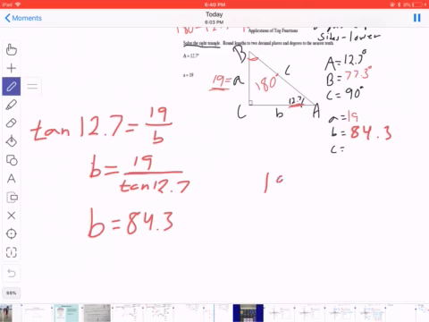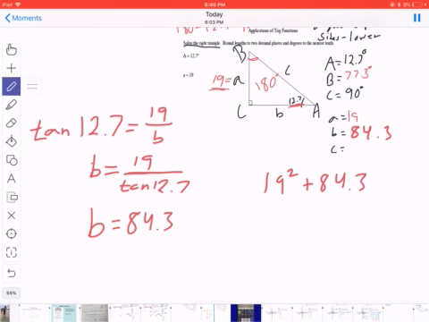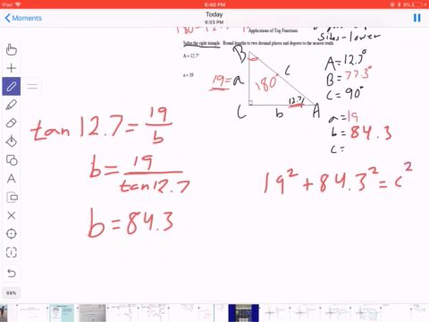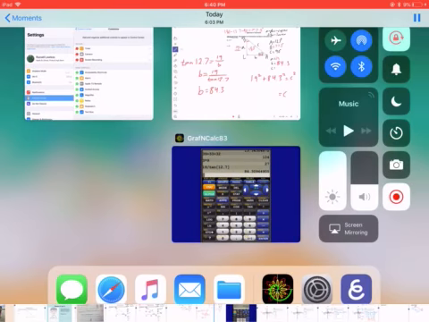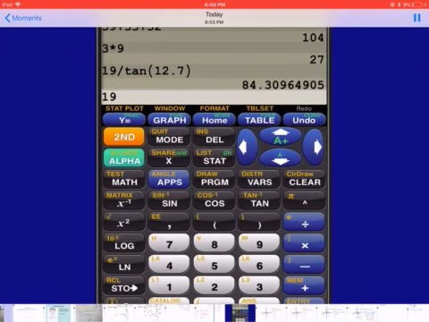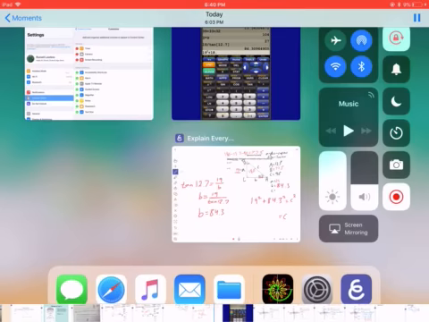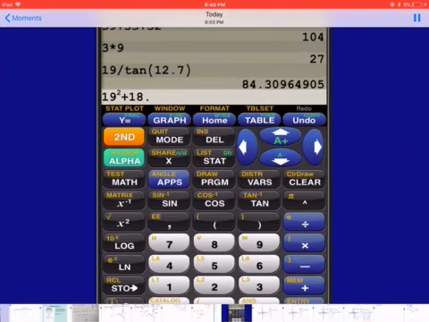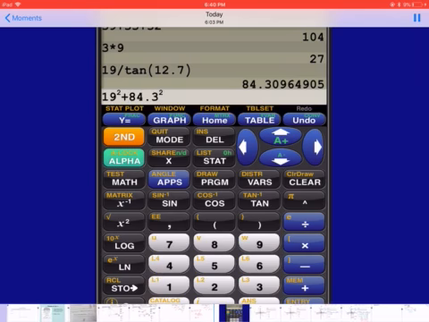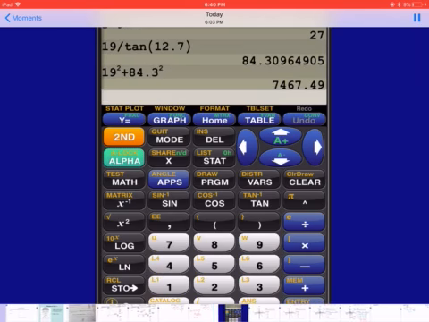So now we're going to take a look at side C. Now with side C here, I'm going to use Pythagorean theorem. I mean, that's the easiest thing to do. You could use trig, but with the Pythagorean, I'm going to do 19 squared plus 84.3 squared. So that being said, oh yeah, I think I thought it was 18, but it should be 84.3. Let's correct that.